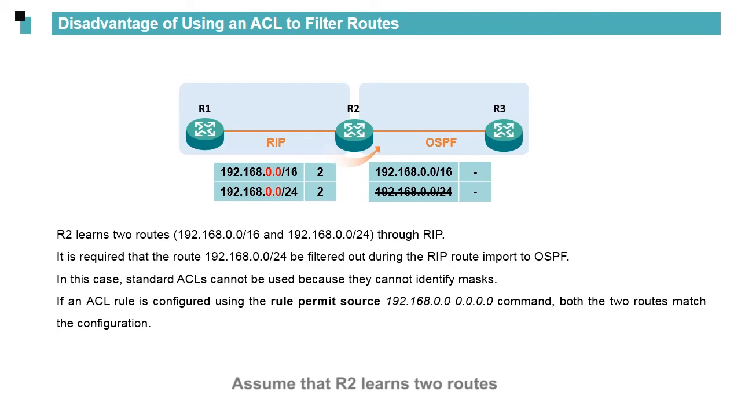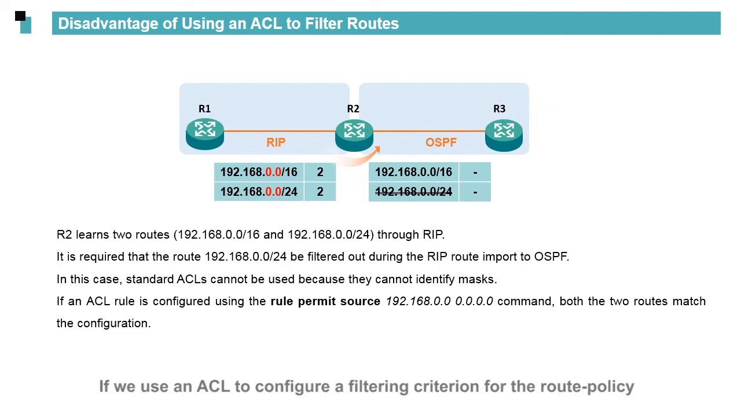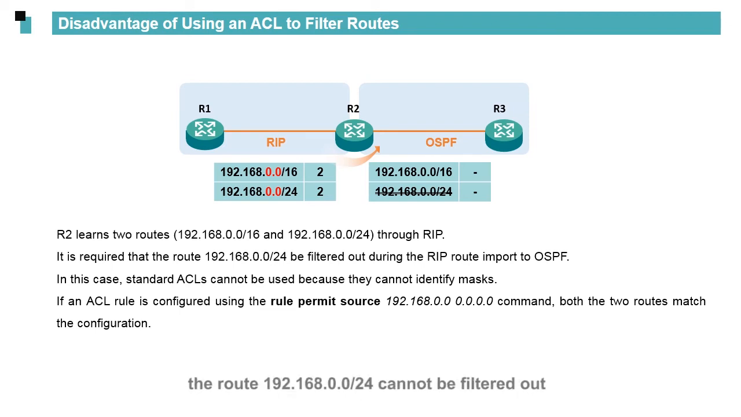Assume that R2 learns two routes, 192.168.0.0/16 and 192.168.0.0/24, through RIP. The two routes have the same network address but different network prefixes. It is required that the route 192.168.0.0/24 be filtered out during the RIP route import to OSPF. To meet the requirement, create a route policy and invoke it when configuring RIP route import to OSPF. If we use an ACL to configure a filtering criterion for the route policy, the route 192.168.0.0/24 cannot be filtered out because the ACL cannot differentiate the two routes.